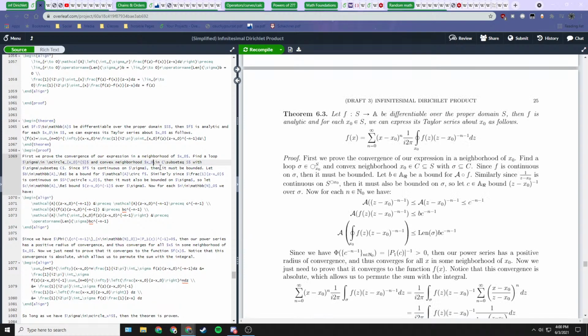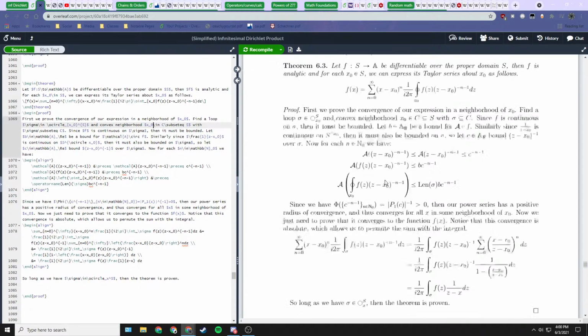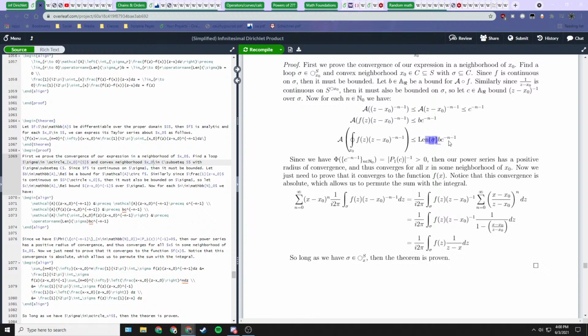And then we're going to say, since f is continuous on sigma, it has to be bounded. Let B bound the absolute value of f. Also, 1 over z minus x0 is continuous on S punctured at x0, so it must also be bounded. So let C bound that. And then we just bound the integral using the length calculation. So the absolute value of these powers is bounded by the power of the absolute value, which is bounded by C to this power.